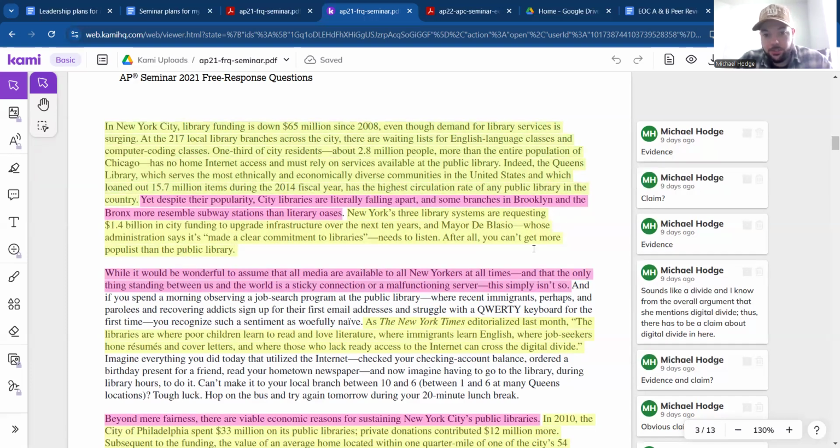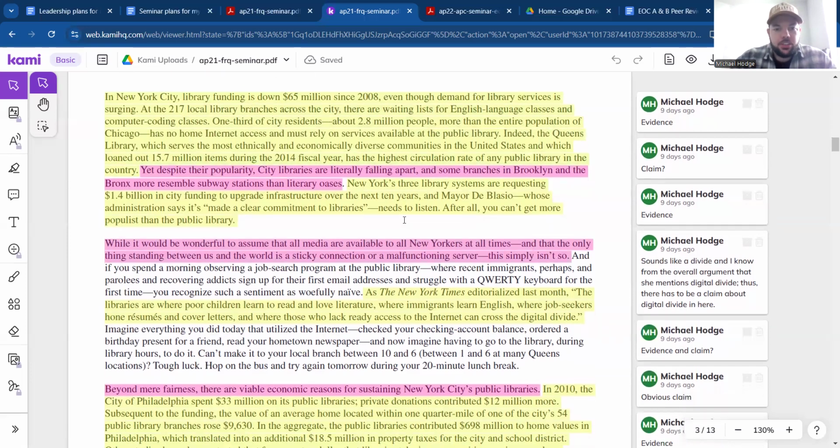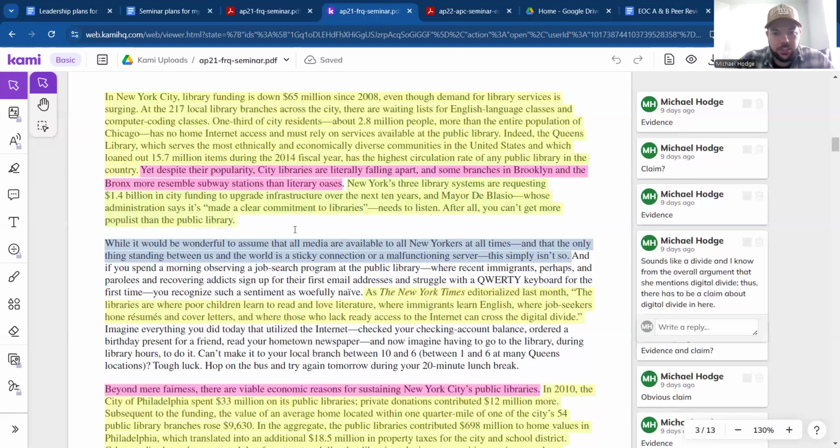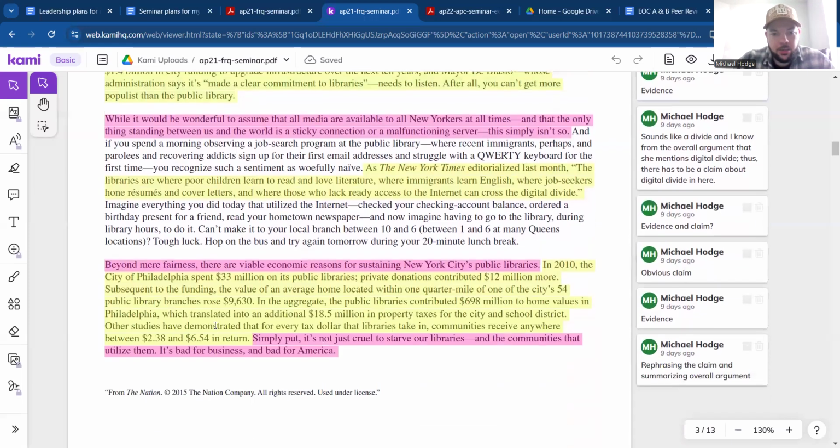So yes, we're highlighting a lot of stuff, but then I move on, right? I don't really see anything there. And then I come down here, New York's, and then I see Mayor de Blasio, and then 1.4 billion. All right. And then quotation marks. Cool. This whole thing is probably evidence. Mark it off. Then I move on.